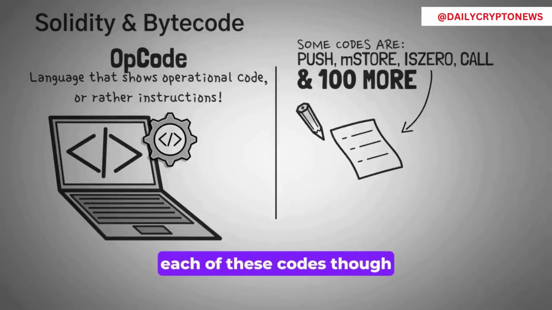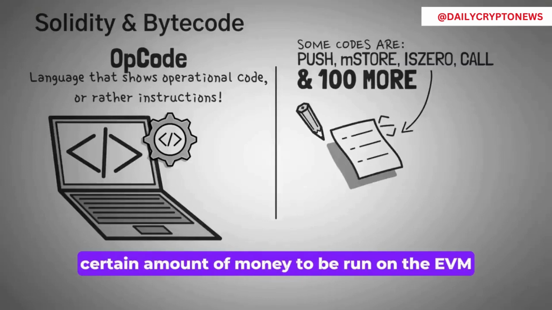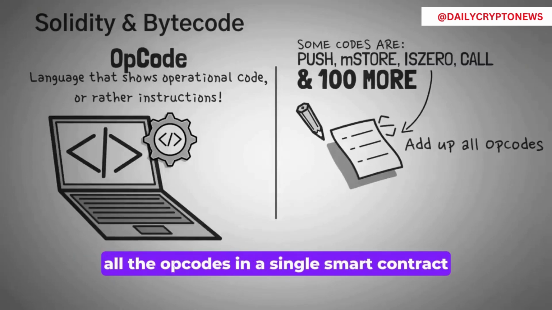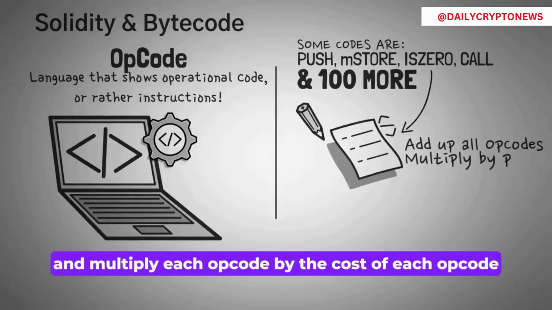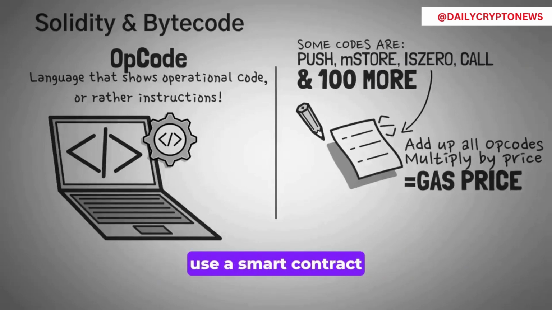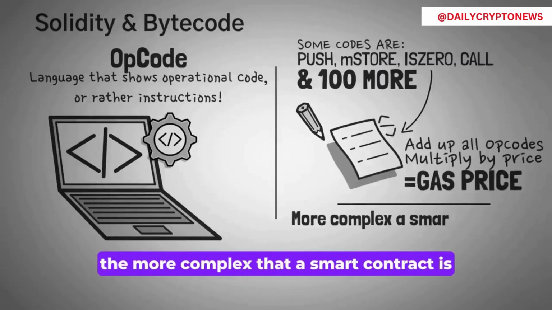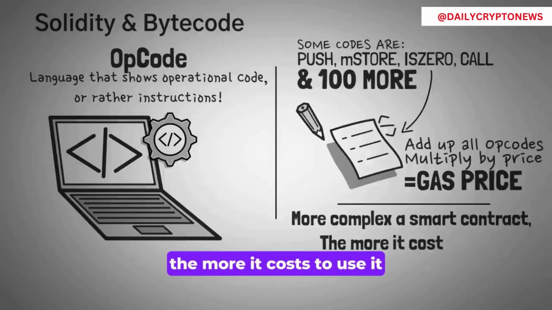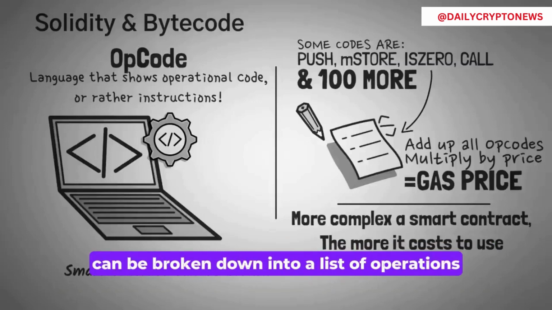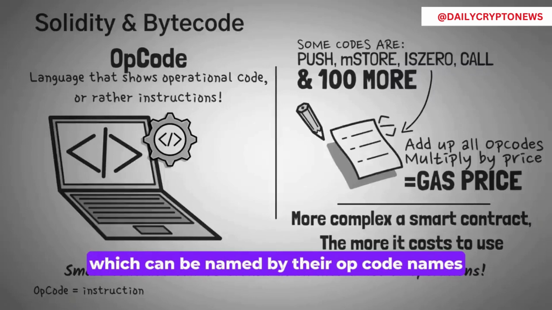Each of these codes, though, does cost a certain amount of money to be run on the EVM, and if you add up all the opcodes in a single smart contract and multiply each opcode by the cost of each opcode, you get the total amount of gas, or money, that it takes to deploy or use a smart contract. The more complex that a smart contract is, the more it costs to use it. And this is because you're making the EVM do more work. So each smart contract can be broken down into a list of operations, which can be named by their opcode names.